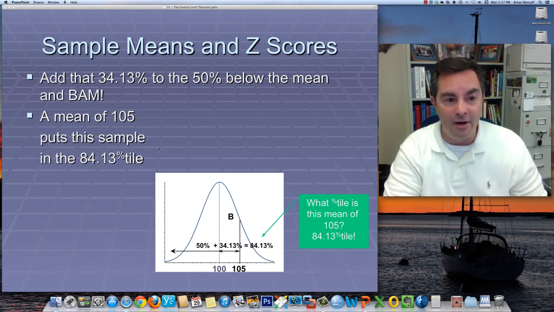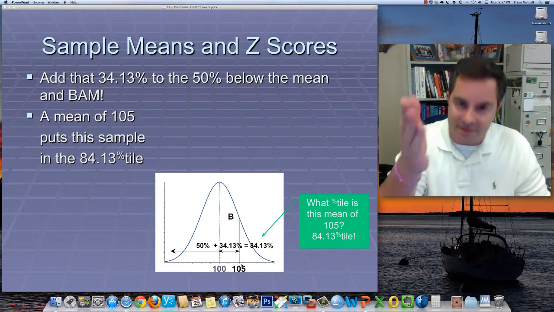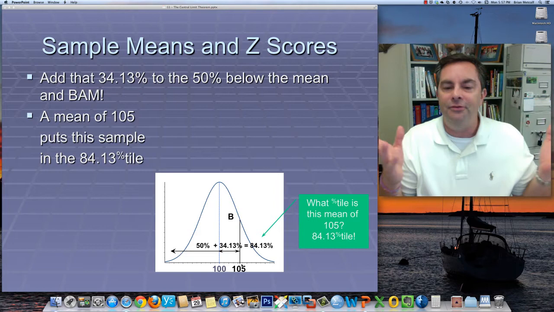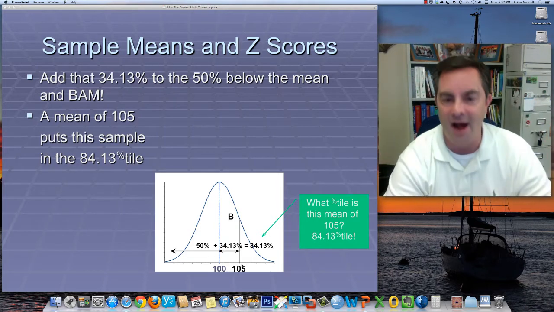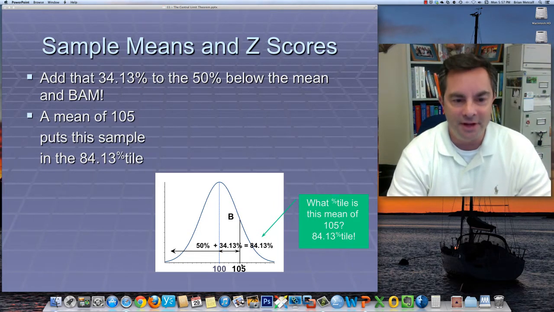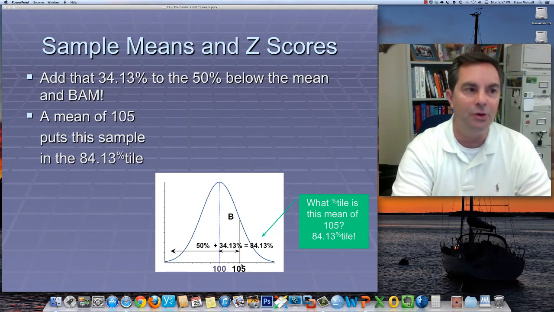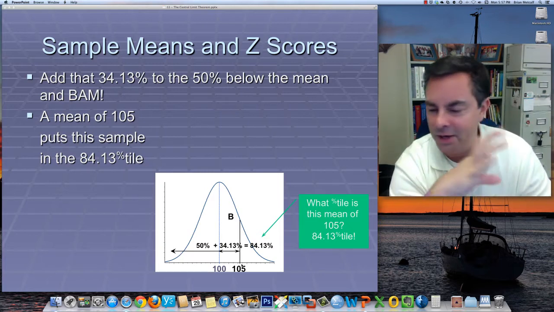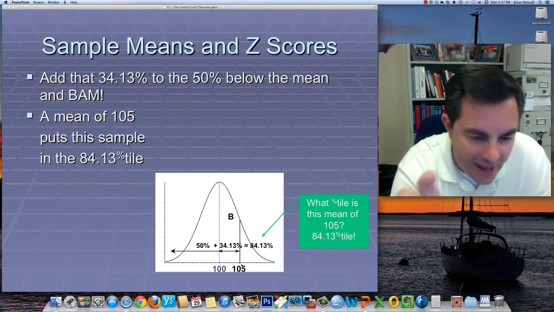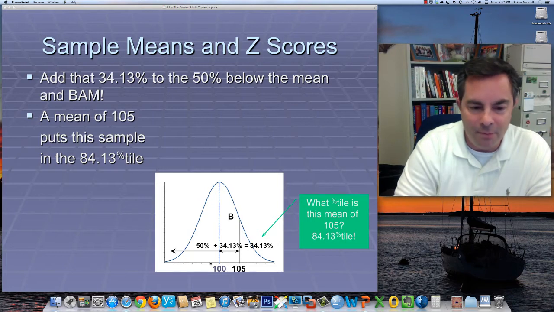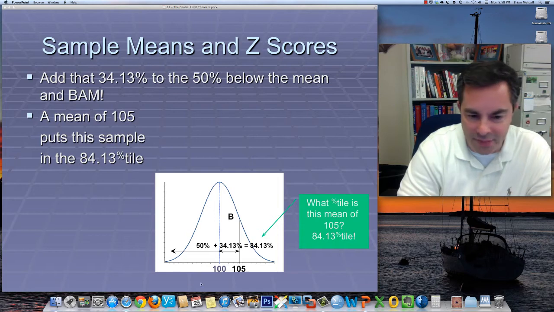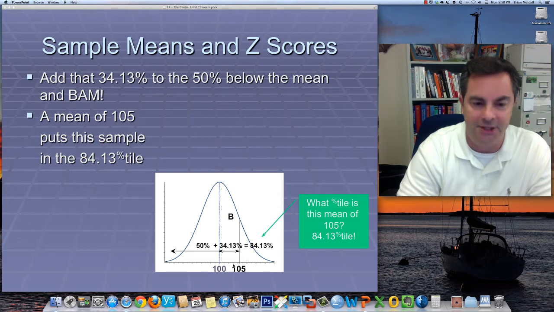A sample of 9 people who have a mean IQ of 105 places that collective group into the 84.13 percentile. 84.13% of the sample means would be at or below this group of 9. There's many ways to say this. If I go out and randomly select another 9 people, I could say there's an 84.13% chance that they'll fall somewhere on that portion of the population.